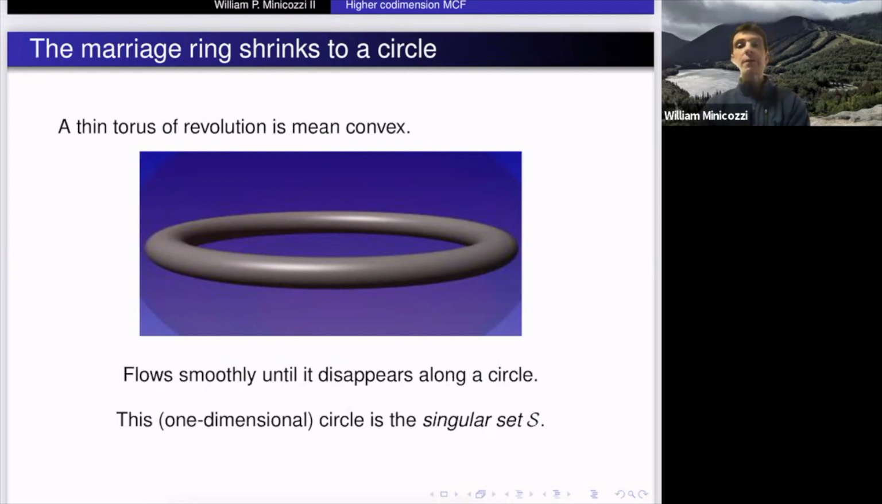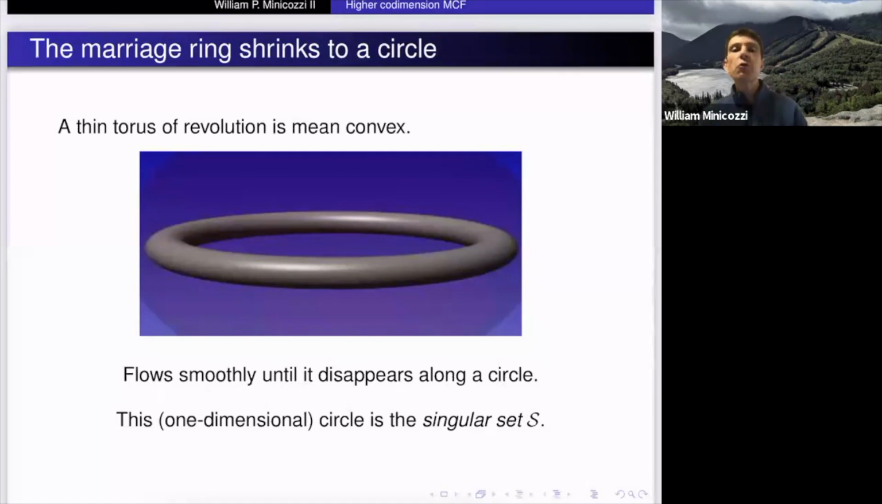And so what happens is, it's going to shrink down, the only way it can disappear is along a set which has the same symmetry. And so that has to be a circle of revolution. So the flow is smooth until it becomes extinct along a round circle.